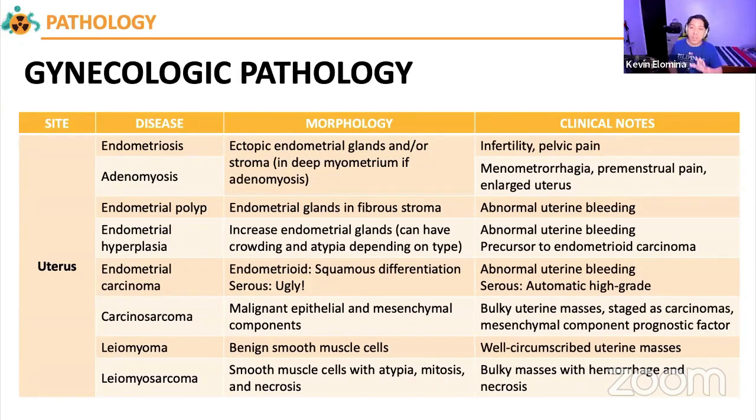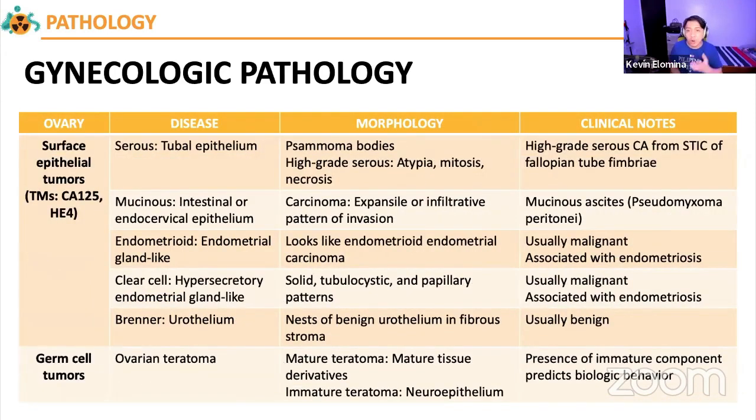Okay? Now, for your leiomyoma, common yan. I'm sure marami nang nakakita sa inyo, no? These are just composed of your benign smooth muscle cells. But if you have leiomyosarcoma, hindi sila well circumscribed. They look necrotic and hemorrhagic, and they're very bulky and infiltrative. So malignant yon. Okay. Now, for ovarian tumors, the common clinical presentation is, of course, a pelvo-abdominal mass.